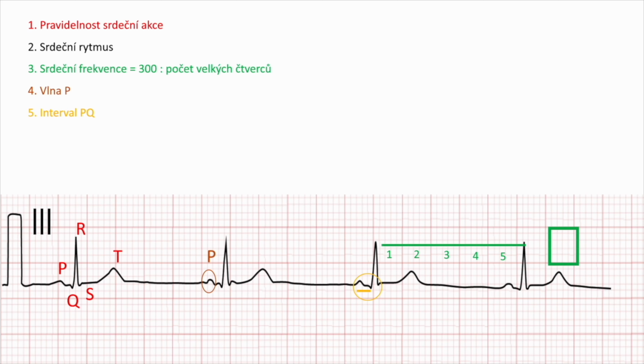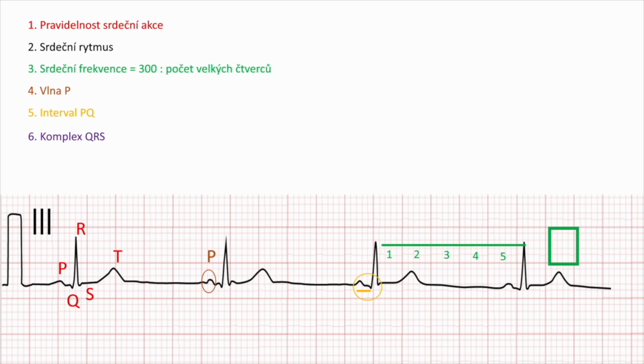Fifth, the PQ interval. Atrial contraction, atrial complex. The time from the start of the P wave to the beginning of the QRS complex. This represents the time from the impulse generation in the SA node, its conduction through the atrial muscle and AV node, until it reaches the ventricular muscle.